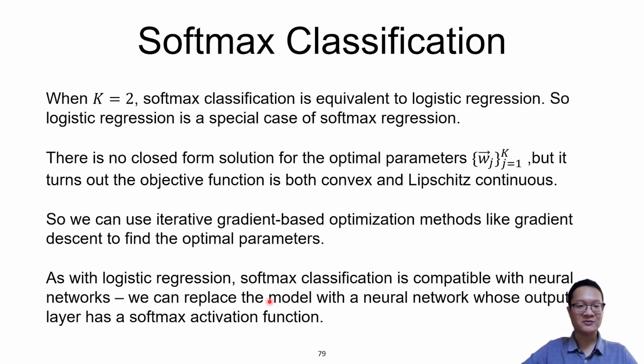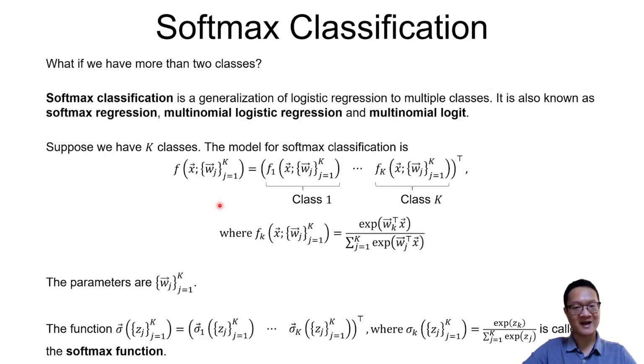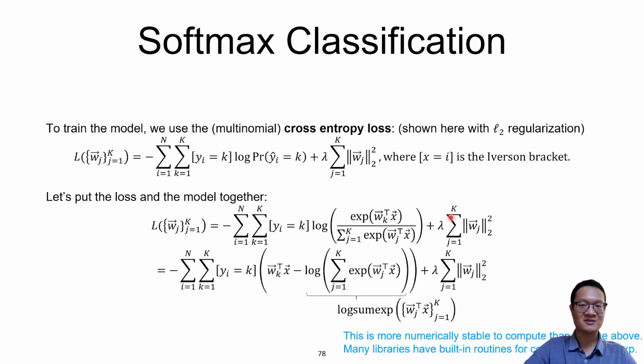So when k equals 2, softmax classification is equivalent to logistic regression. I encourage you to try to show that, right? Write down the loss function as well as the model for softmax classification, and then hopefully you should get the same thing as logistic regression.